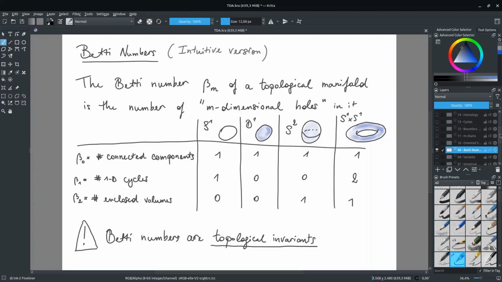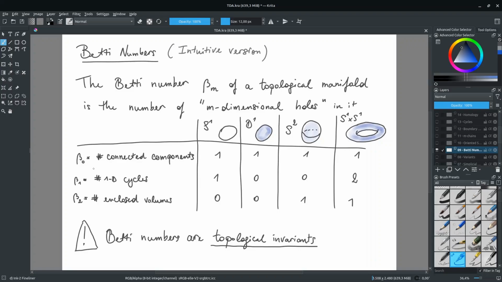I'm going to say the Betti number, beta m, of a topological manifold, so think just a ball of dough, is the number of m-dimensional holes in it. Now you might ask, okay, what the hell is an m-dimensional hole? That is the thing that we'll need to spend time to define exactly, but for now, bear with me. I have a few examples here.